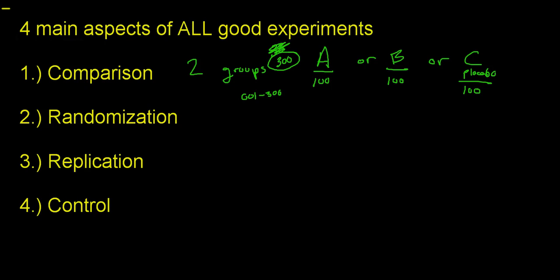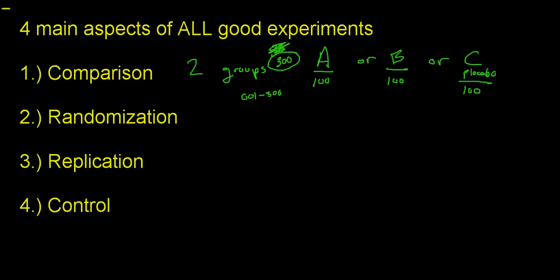But it has to be random. At no point can you select, oh, here's Steve. Steve's going to go into group A. Why? I don't know. I like Steve. No. It's got to be because Steve was randomly chosen to go into group A.